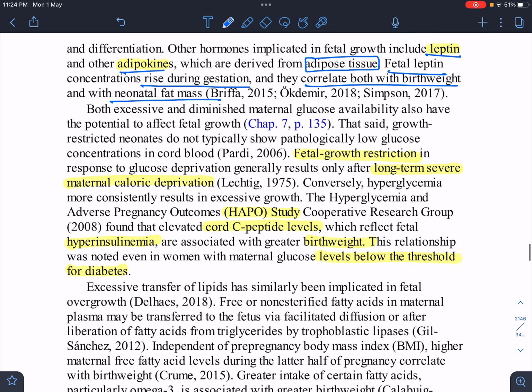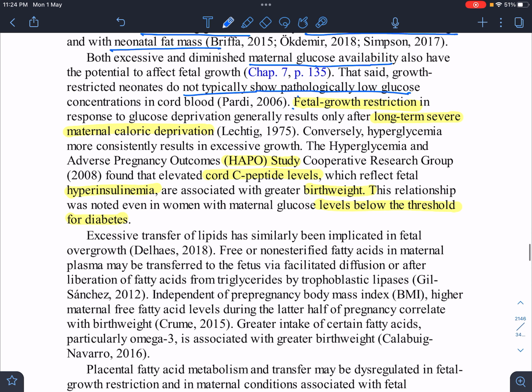The second thing they have seen is that maternal glucose availability also has the potential to affect fetal growth. Although, if you see the restricted fetuses, the fetuses in which growth is restricted, they do not typically show pathologically low glucose. Fetal growth restriction in response to glucose deprivation occurs only after long-term severe maternal caloric deprivation. Conversely, hyperglycemia can result in excessive growth.